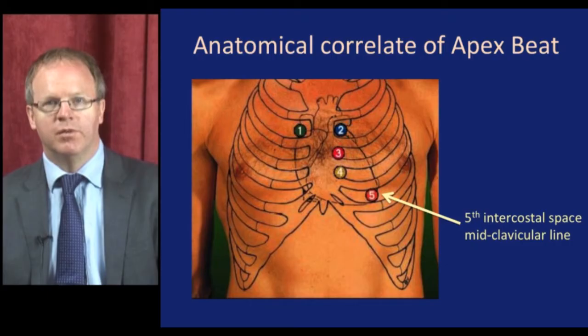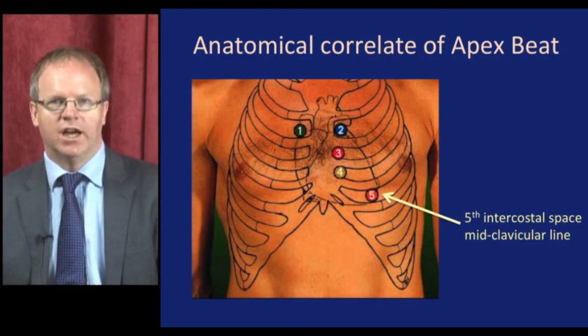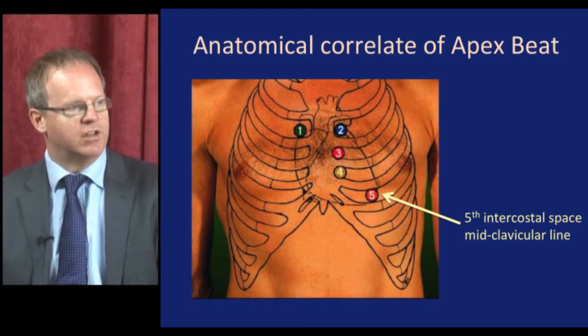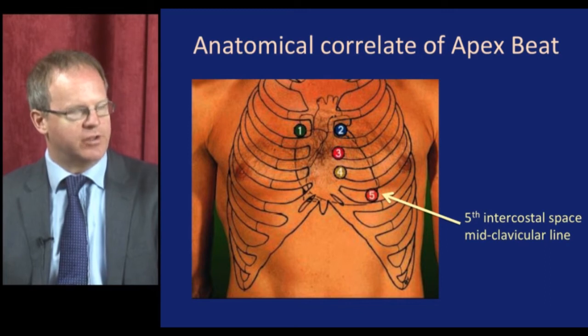The apex beat is normally produced by the left ventricular contraction and is the most lateral and inferior point of the chest where the cardiac impulse can be appreciated and is shown on this anatomical diagram here.